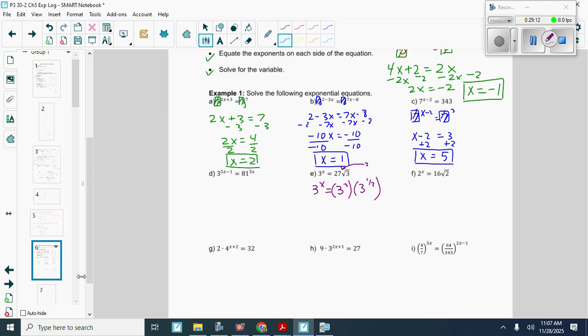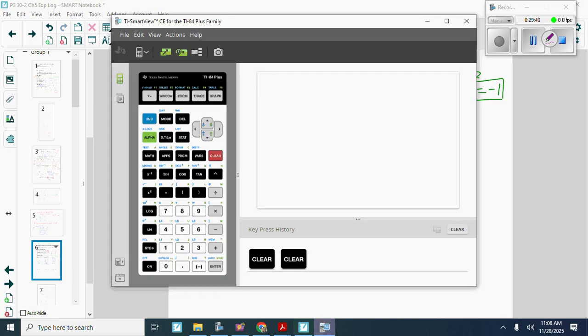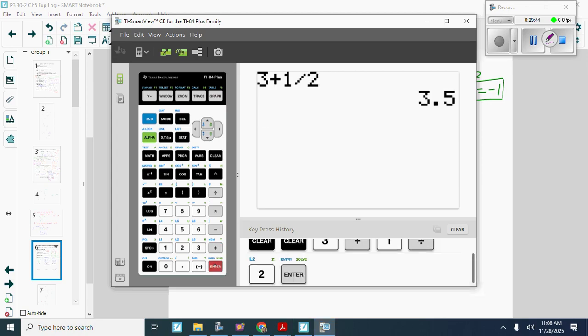Now that I have all the same bases, let's combine these. What happens when I have the same base and I'm multiplying them? What do I do to my exponents? Add them. How do I add 3 plus a half? 3.5. No, we don't want decimals though. Keep it as a fraction. You can still do 3 plus 1/2.